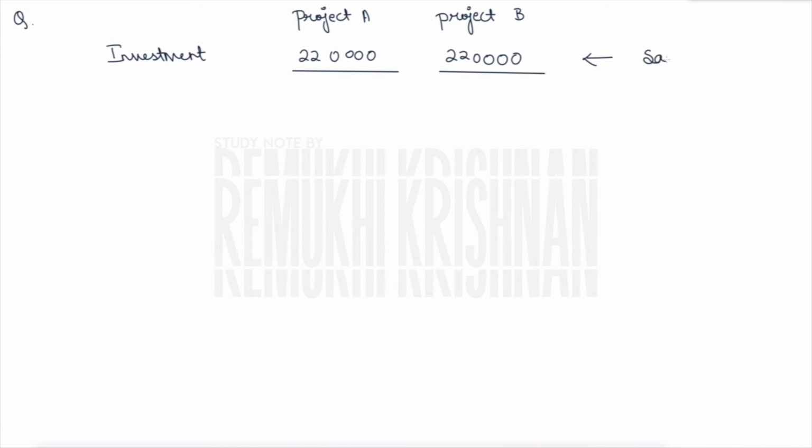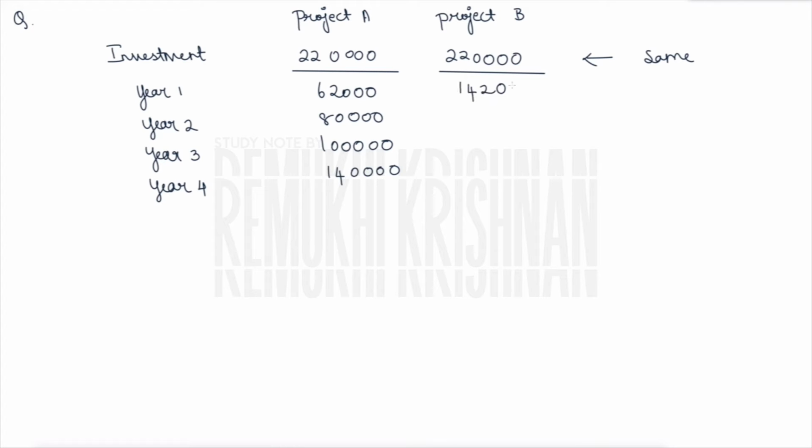Okay, let's move further. Let us understand this concept better with the help of an example, guys. Let us take two projects, project A and project B. The investment comes to 2,20,000 for project A and 2,20,000 for project B. It is the same, right? Yes. In the first year project A yields 62,000, in the second year 80,000, in the third year 1 lakh, and in the fourth year 1,40,000, whereas project B provides 1,42,000, 80,000, 82,000, and finally 40,000. The cost of capital, that is K, is 10%.